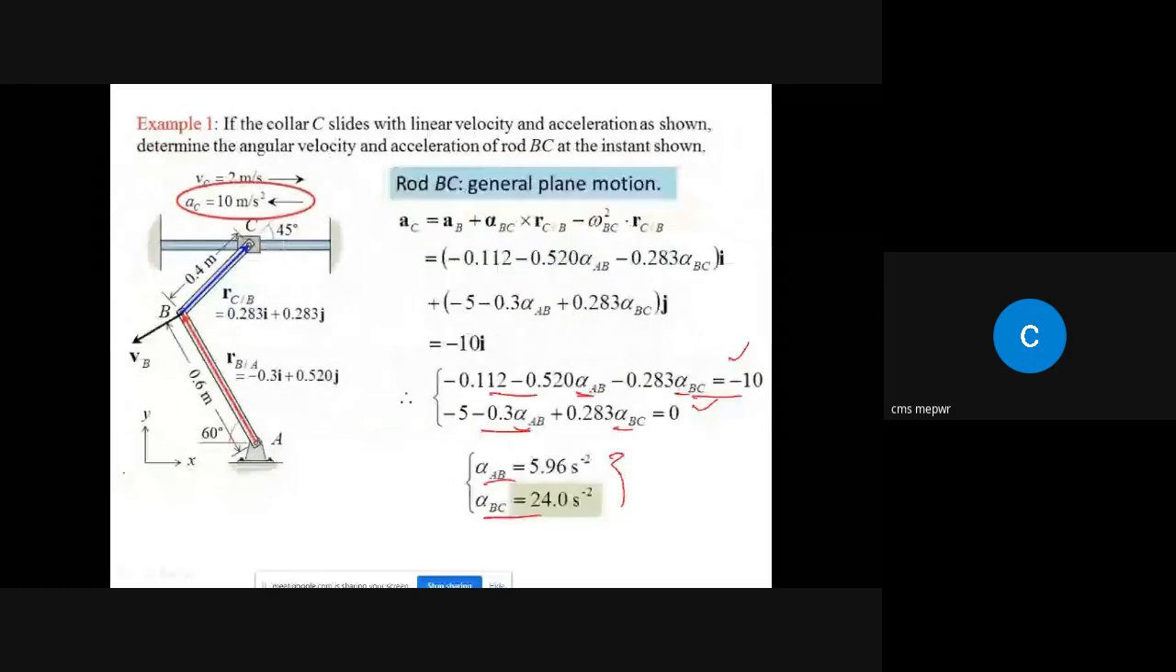So when you solve it, what will we get? We will get the angular acceleration of length AB and the angular acceleration of length BC, or rod BC, and that was the requirement. We identified the angular velocity and the angular acceleration of rod BC.